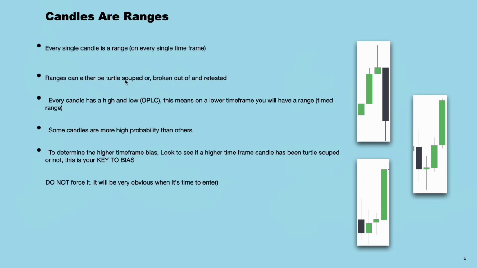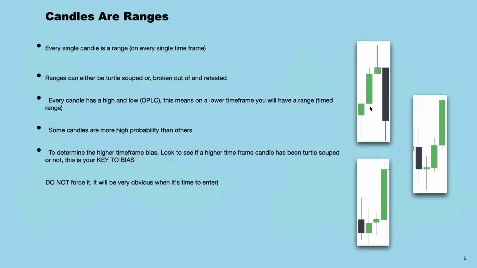Ranges can either be turtle souped or broken and retested. Every candle has a high, low, open, and close. On lower time frames, these make up a specific range. This is important because some candles are more predictable than others, especially during certain times of the day. These times help you figure out the higher time frame bias. Check if a higher time frame candle has been turtle souped. That's key to understanding bias. Don't force it. It'll be obvious when it's time to enter.